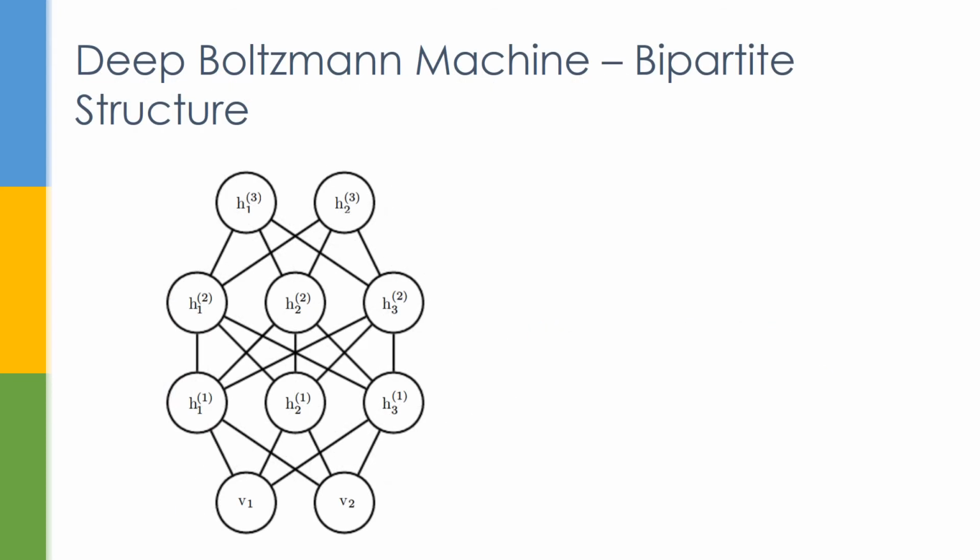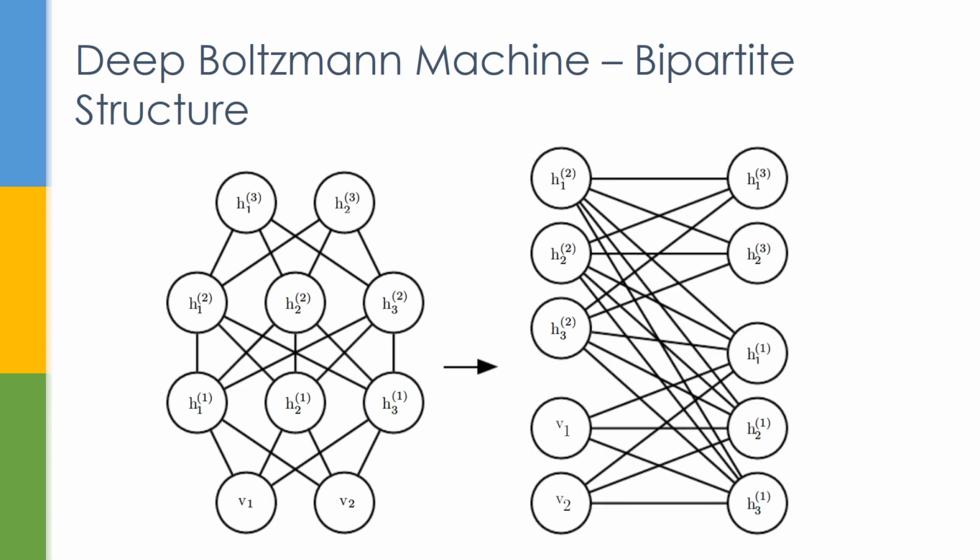DBMs offer some advantages compared to the fully connected Boltzmann machines. This can be realized once we rearrange the DBM graphical model in the following manner. The DBM can be expressed as a bipartite graph with all odd layers on one side and the even layers on the other. This means that all the even layers are conditionally independent given the odd layers. The same holds true for the odd layers as well.